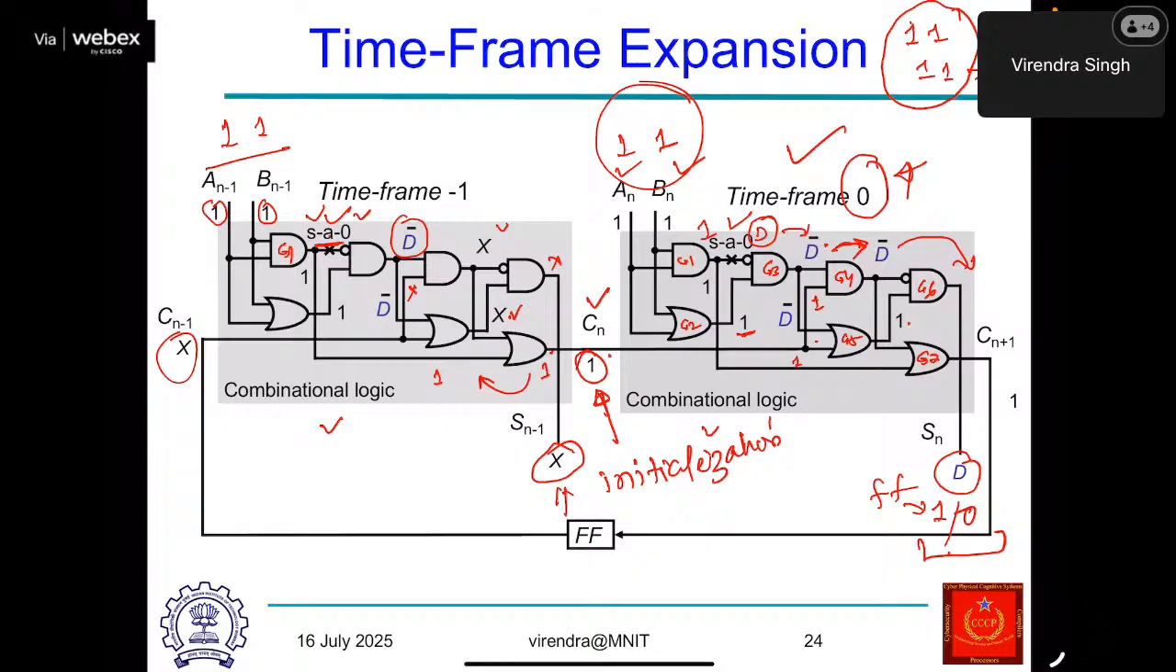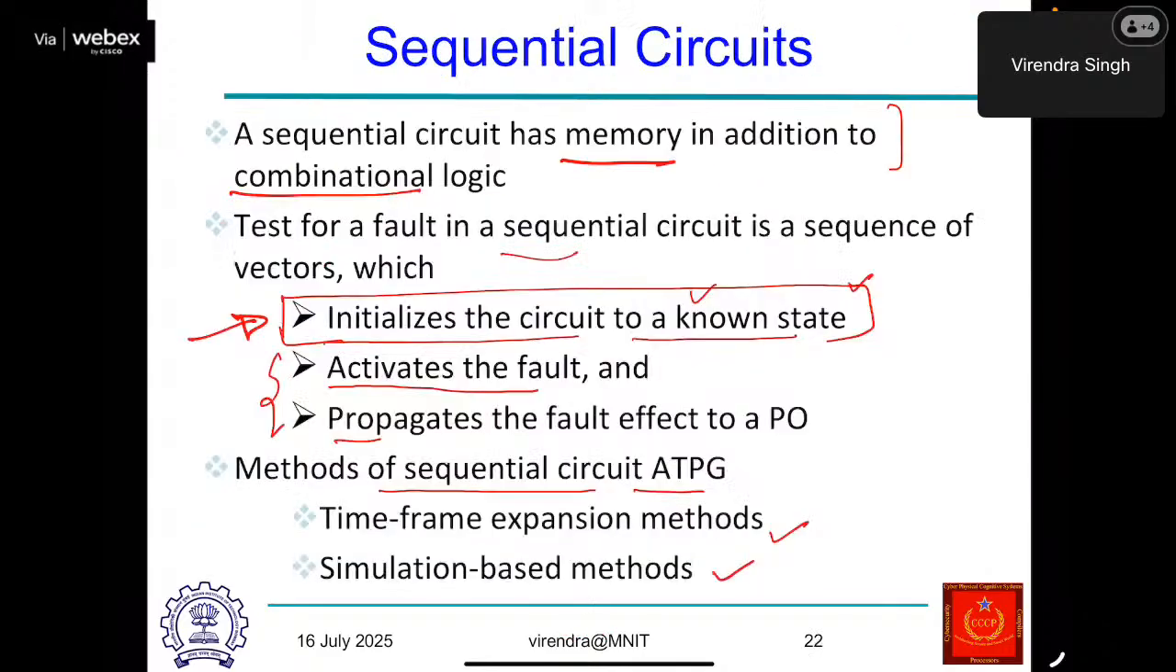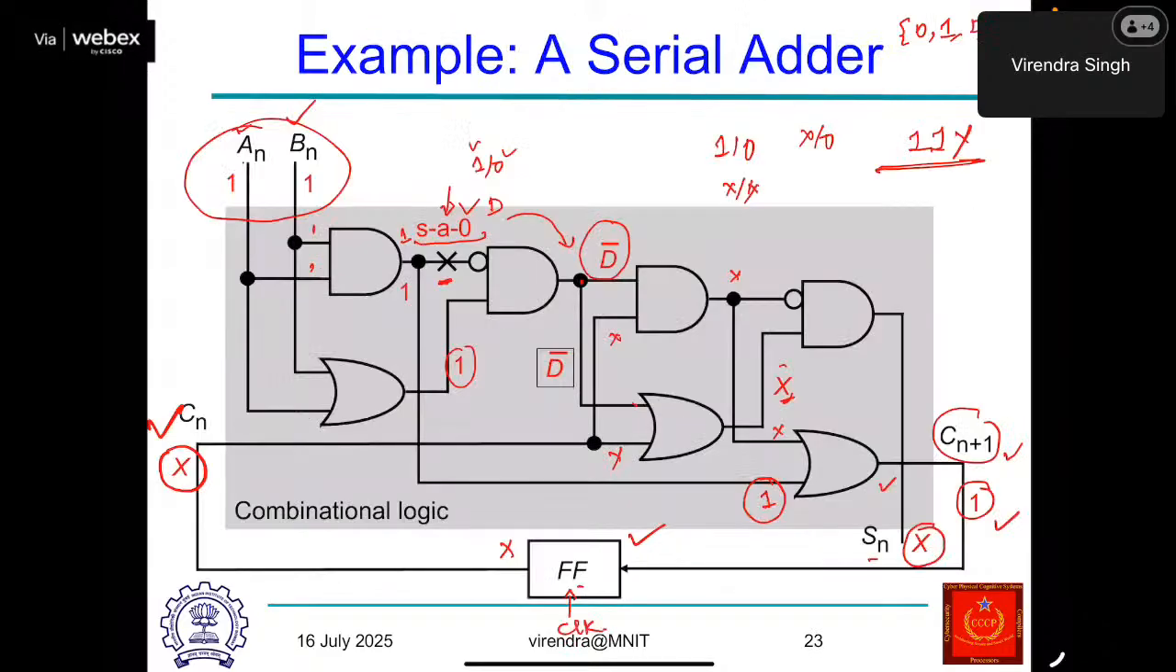The outputs which are going to the flip flop, we call those outputs pseudo primary outputs, because they are not primary outputs. I cannot directly observe them, but these are the inputs to the combinational circuit. So the output of the flip flop we call a pseudo primary input.